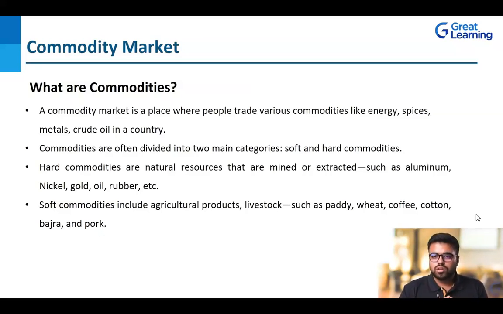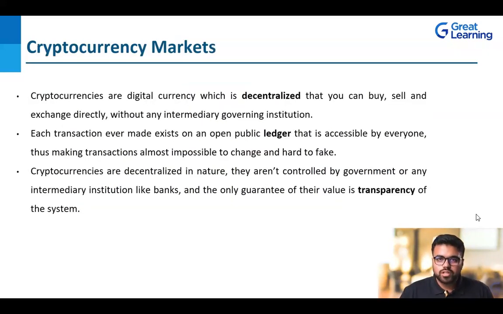So this is not a new concept. The commodity market started way back around 200 years ago, so this existed back then also. Next we'll talk about what exactly are cryptocurrencies.